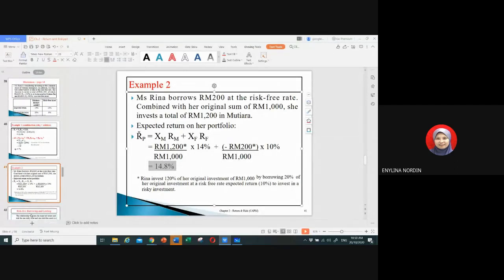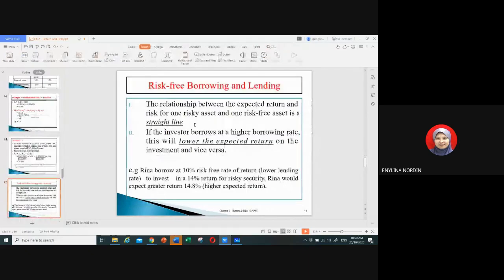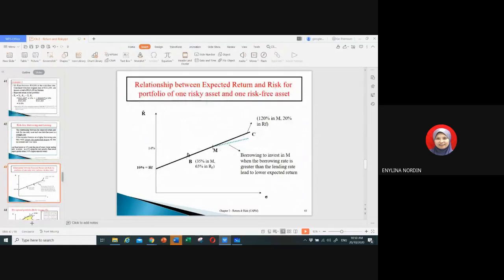If you combine the risky asset and the risk-free asset, there will be a straight line here. Right? Because the covariance just now is zero. So when the covariance relationship between Mutiara and the risk-free asset is zero, therefore the efficient set, alright, and the opportunity set will be a straight line. Okay?